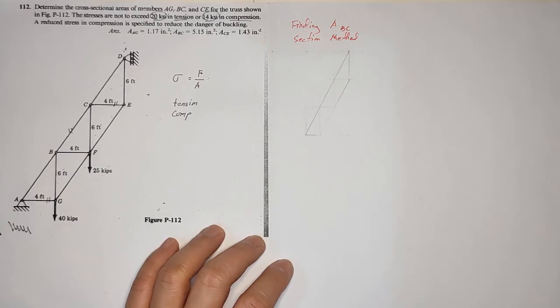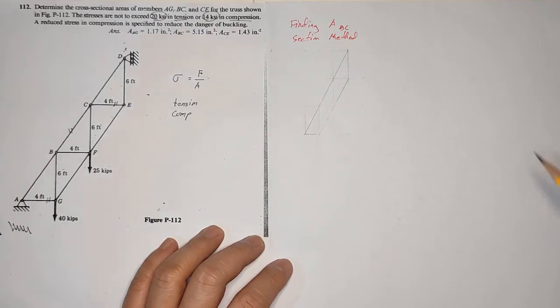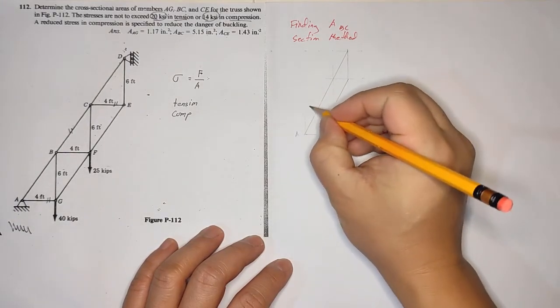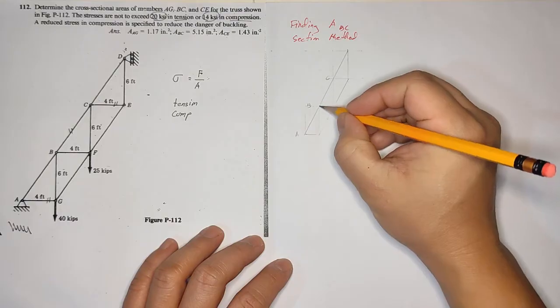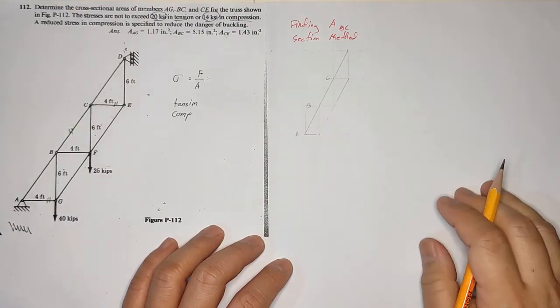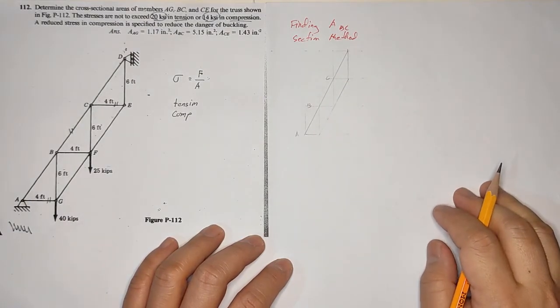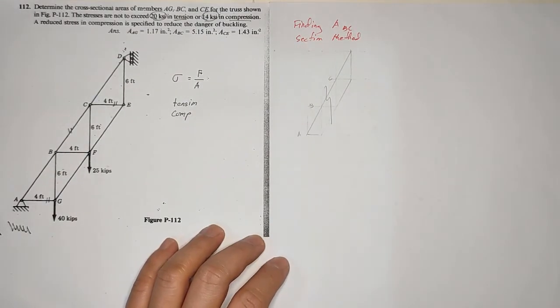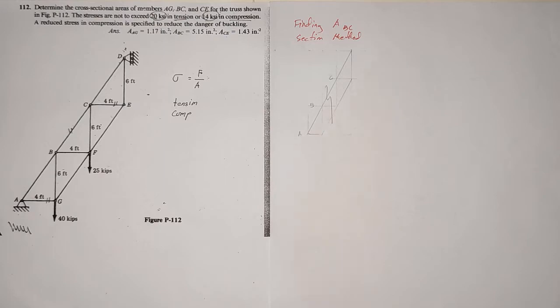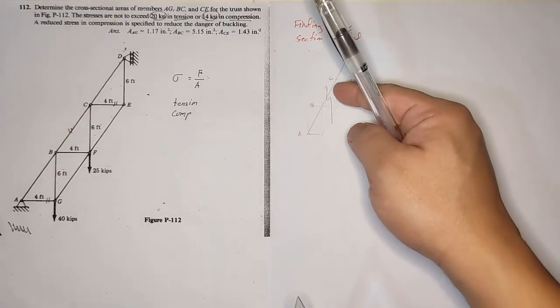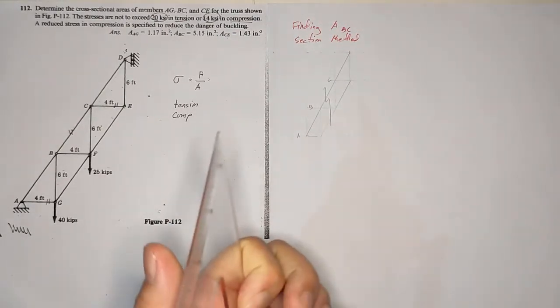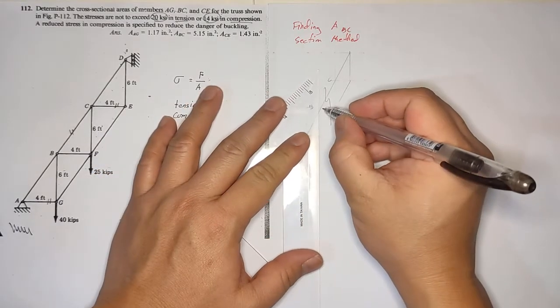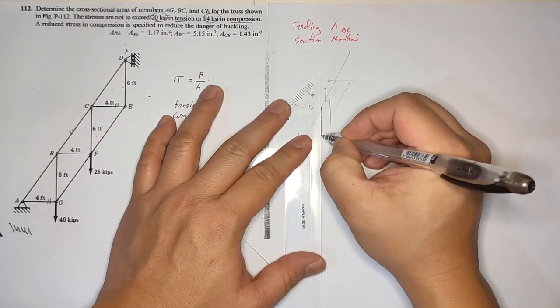Okay, section method. This is A, B, C. So this is the member BC. Okay. I will be cutting here. If I cut there, it means I will not be concerned about this one. So my concern is in this triangle.